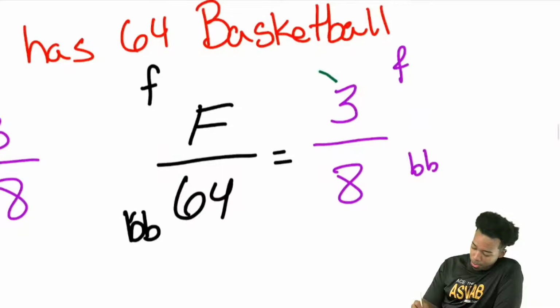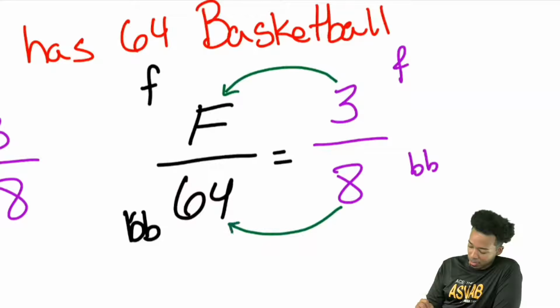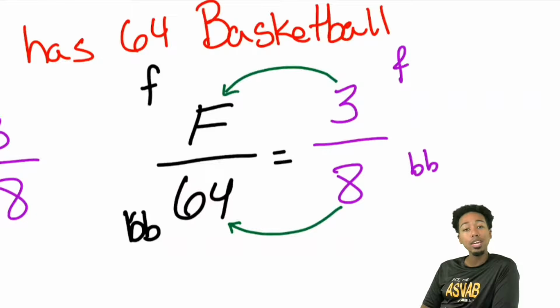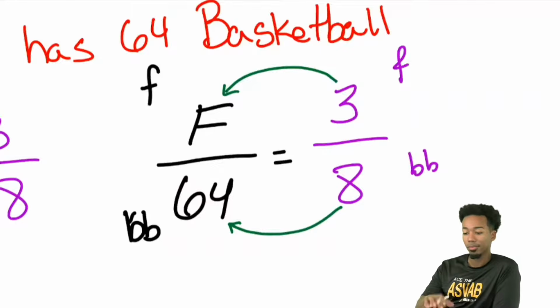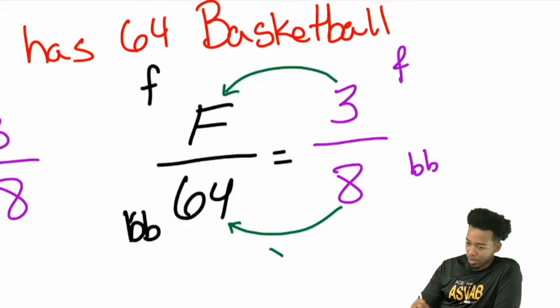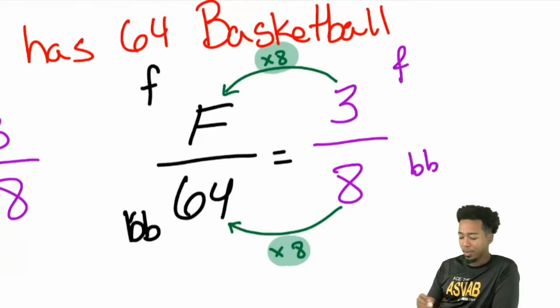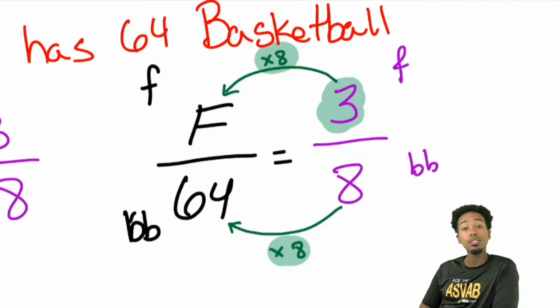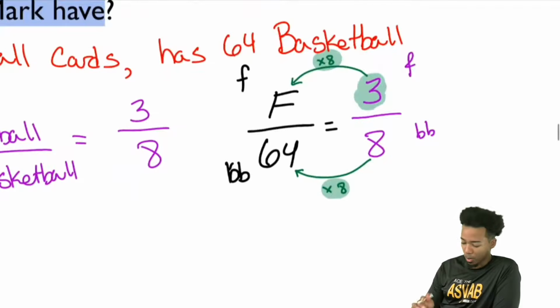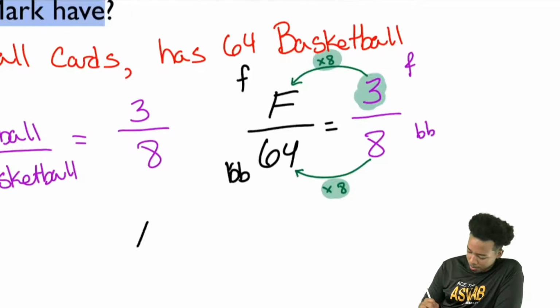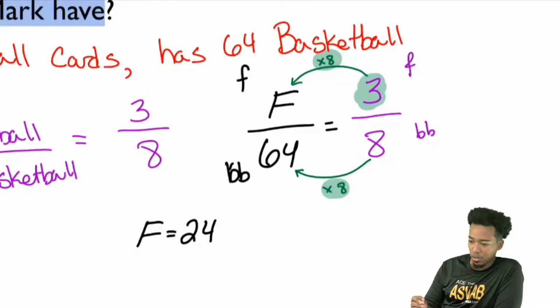Because guess what? If I want to go from 3 to the answer, I noticed that I can go from 8 to 64. Everybody, how do you go from 8 to 64? Times 8. That's right. Times 8. And so I can do the same thing up here. Multiply by 8, multiply by 8. Everybody, 3 times 8 is what? 24. What does that 24 represent again? Football cards, that's right.